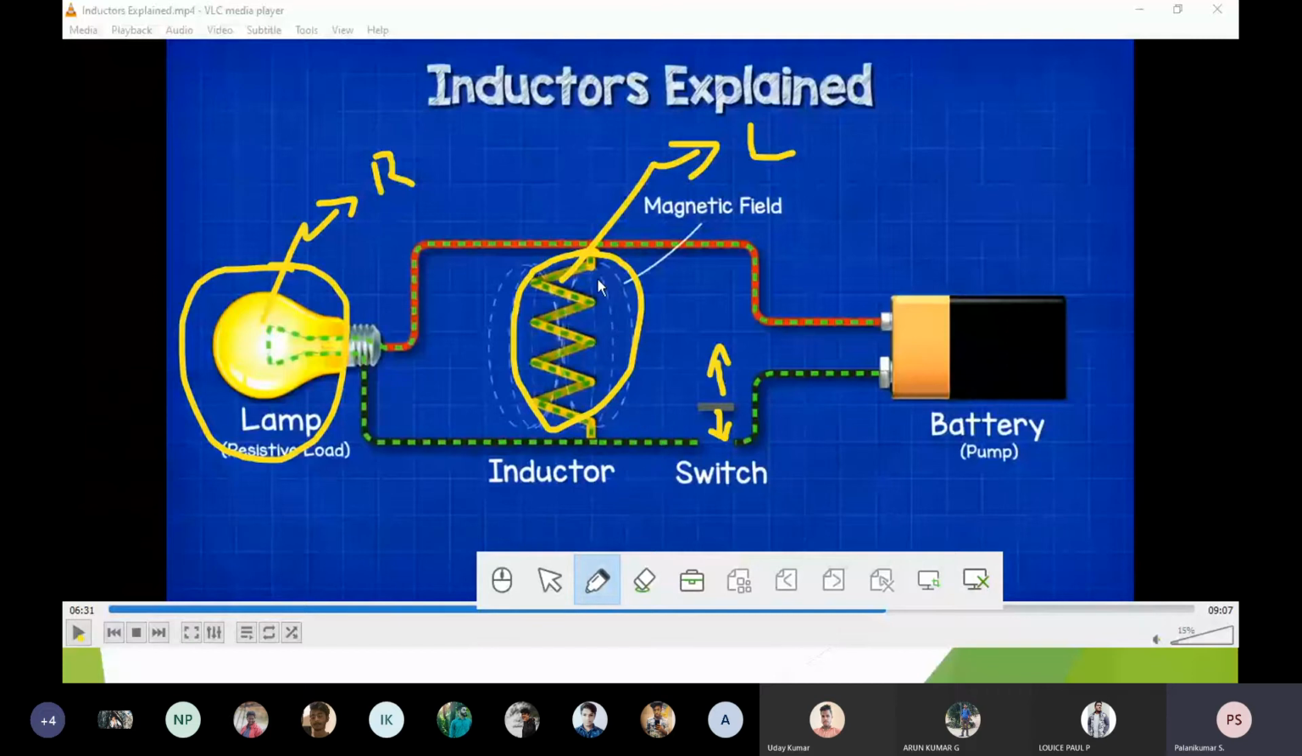Before this energy is completely discharged, if I close the switch once again, what will happen? The current will be taken care of by the main battery, and once again this energy will be built up and a magnetic field will be generated. That is how I can do that. Especially, we will see where all the applications are.